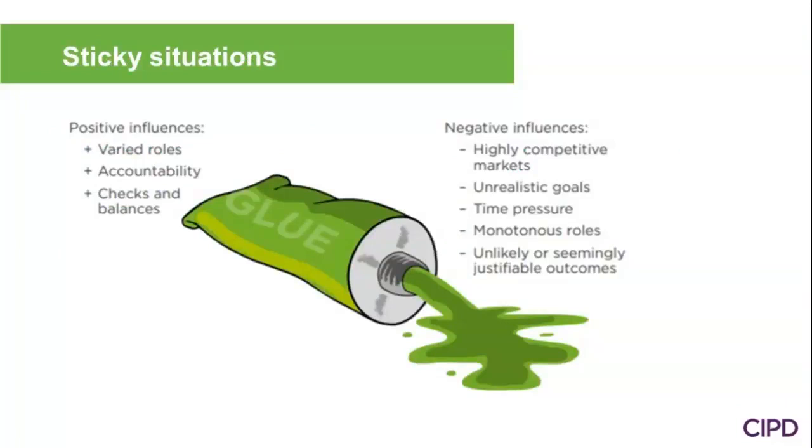So we found a number of situational factors that influence unethical behaviour, or in fact reduce the likelihood of unethical behaviour as well. So on the positive side of things, we found that when people had varied roles and accountability designed into their jobs, as well as things like checks, balances and reminders to behave ethically, that reduced the likelihood of unethical behaviour. On the other hand, there are a couple of negative factors to think about that might increase the likelihood of unethical behaviour.